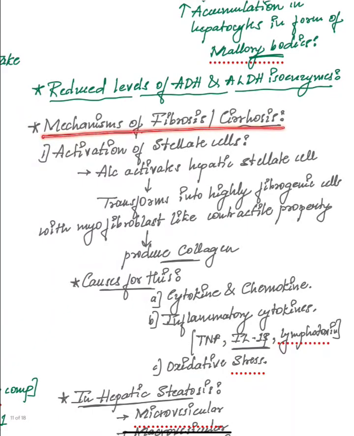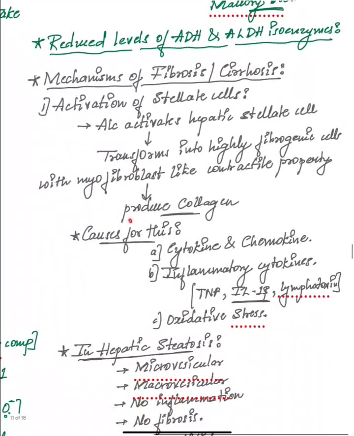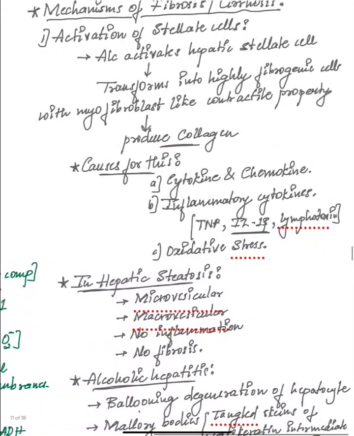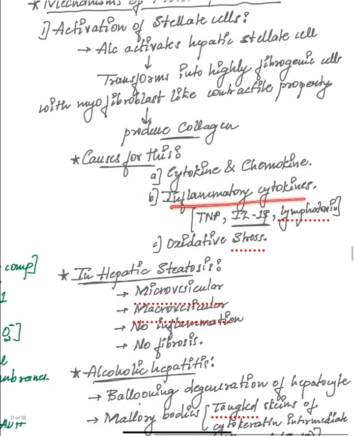Now coming to the mechanism of fibrosis or cirrhosis. The first mechanism is activation of the stellate cells. In this activation, alcohol is important. This activation transforms them into highly fibrogenic cells with myofibroblast-like contractile property. This produces collagen, and this collagen is responsible for the fibrosis. Causes for this mechanism are cytokines and chemokines, inflammatory cytokines like TNF, IL-1B, lymphotoxins, and oxidative stress.